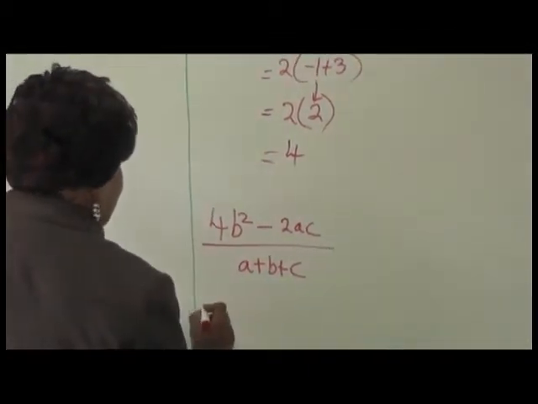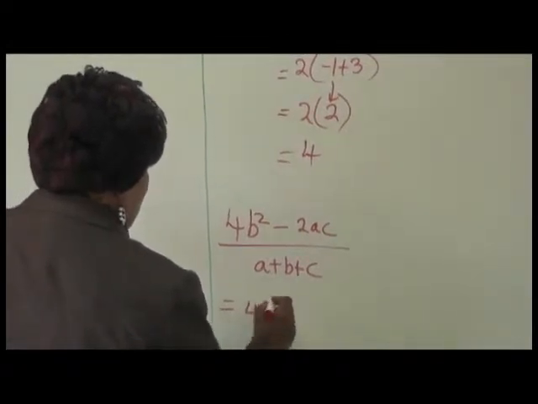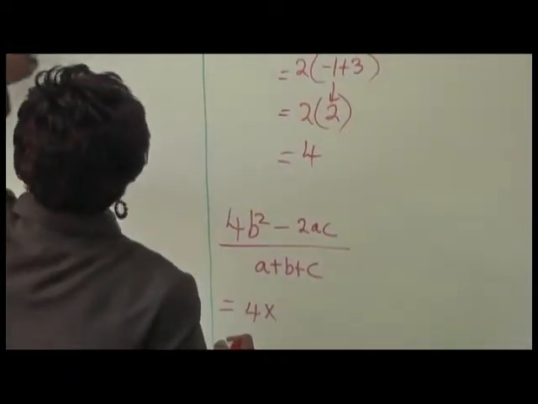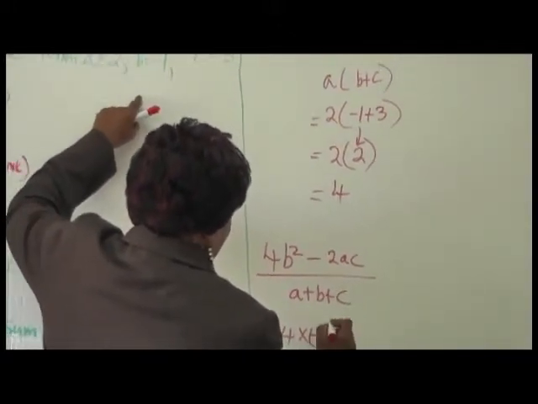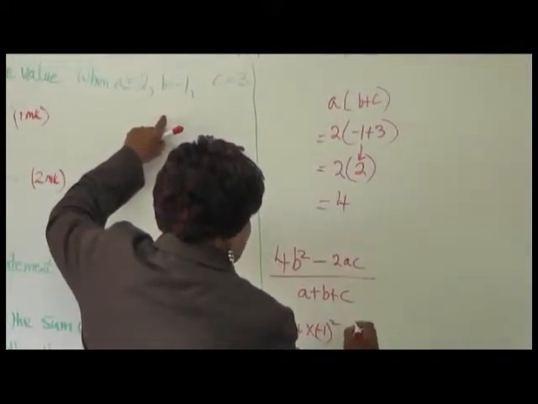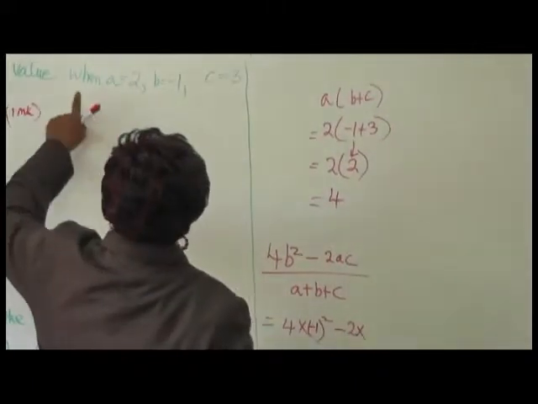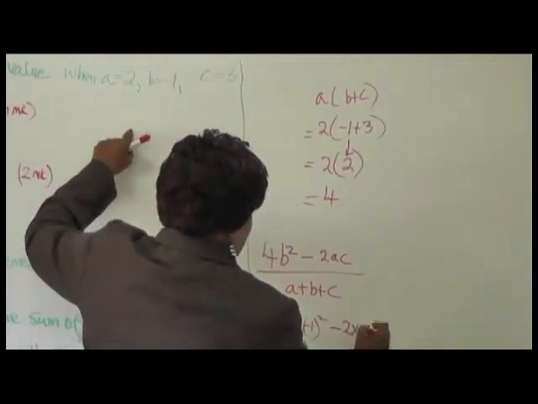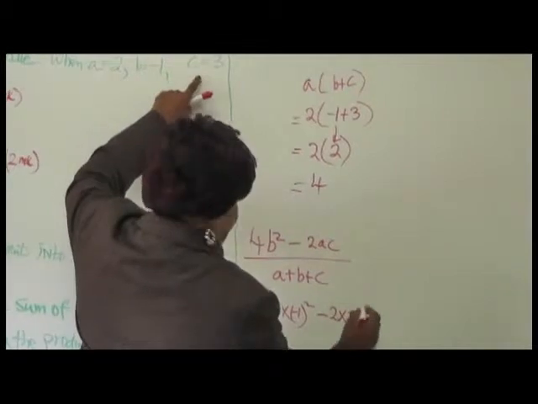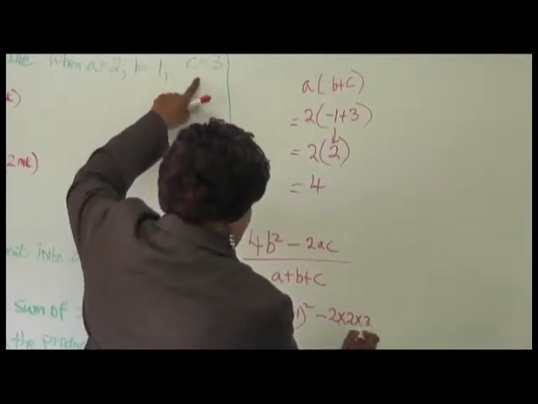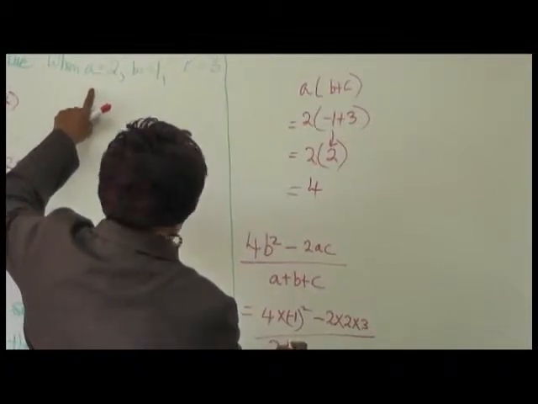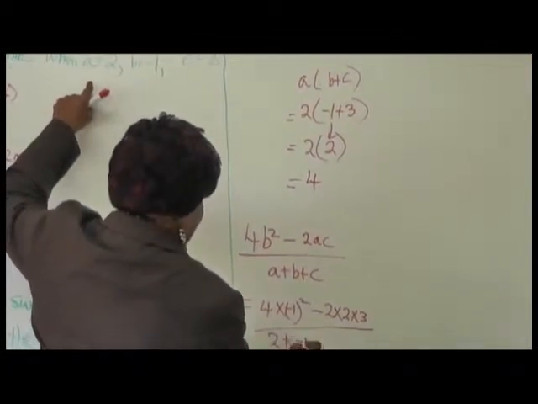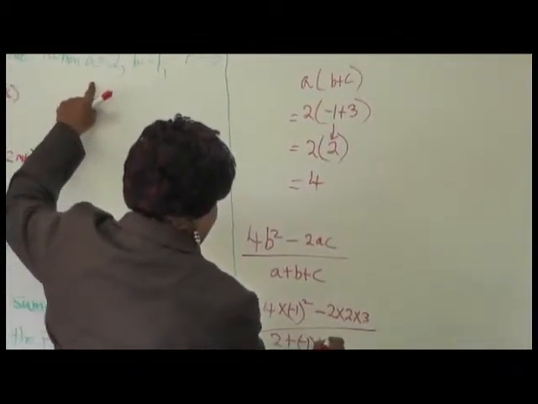And we are going quickly because we know 4 times the value of B is -1 and it is squared. Put it in a bracket and it's minus 2 times the value of A is 2 and it is times the value of C is 3 and it is over A, which is 2, and it is plus, put it in a bracket, -1 and it is plus 3.